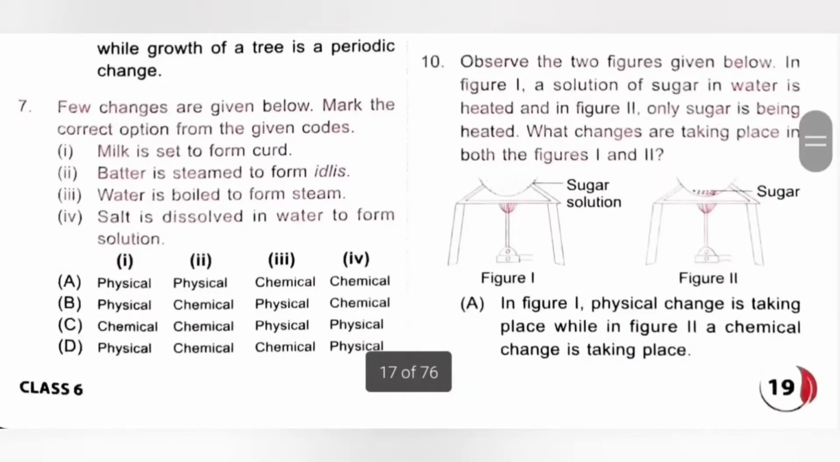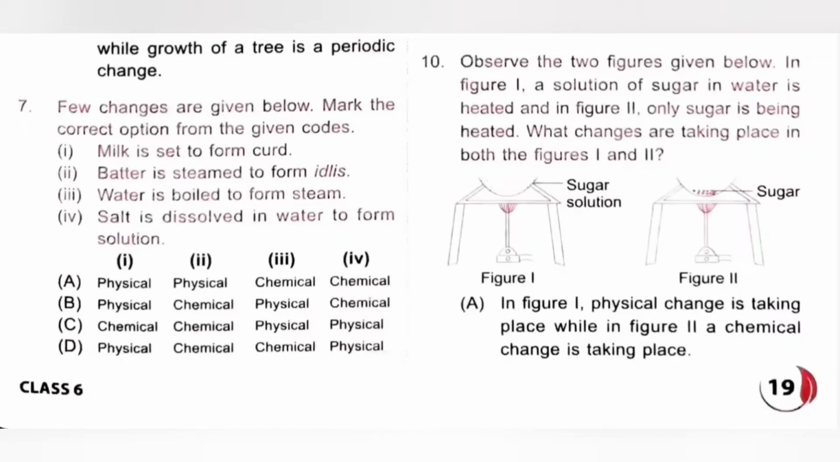Seventh, a few changes are given below. Mark the correct option from the given code. 1. Milk is set to form curd. It is a chemical change. 2. Batter is steamed to form idlis. It is also a chemical change because new components are formed. 3. Water is boiled to form steam. It is a physical change. 4. Salt is dissolved in water to form a solution.